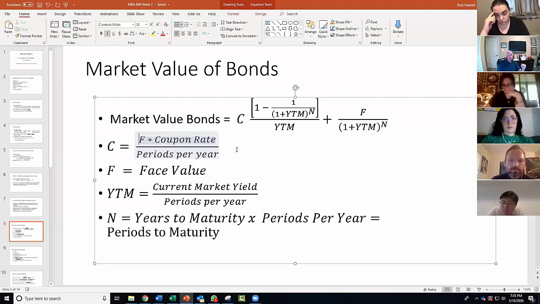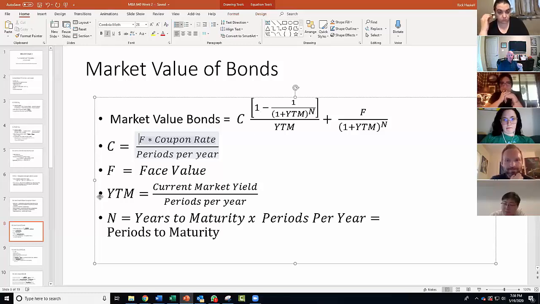So if this was a 6% bond, then C would be 1,000 times 0.06, or $60, divided by 2, or $30, and we would get paid that twice a year. That would be our C, $30, okay, per $1,000 bond. Well, then we've got this equation. So it's going to be multiplied by 1 minus 1 divided by 1 plus YTM to the nth power. What is YTM? I'm pretty sure you can understand what 1 represents. 1 means 1, okay? But what is YTM and what is N?